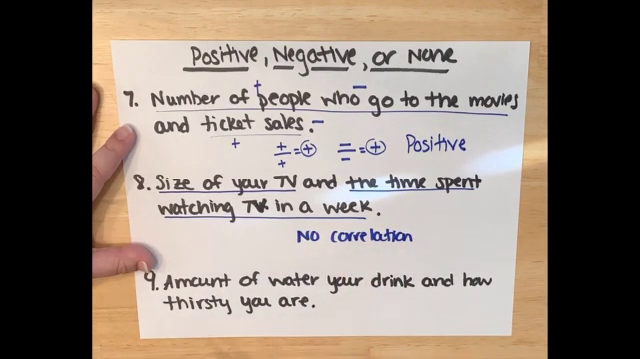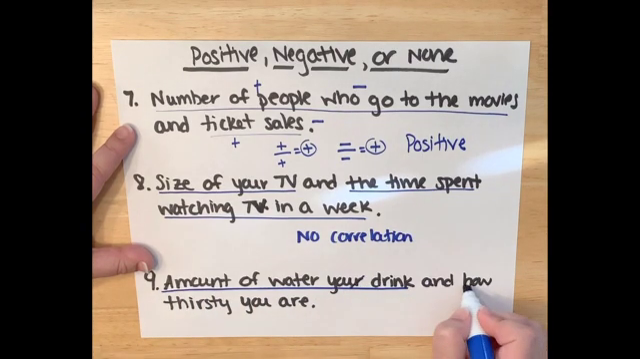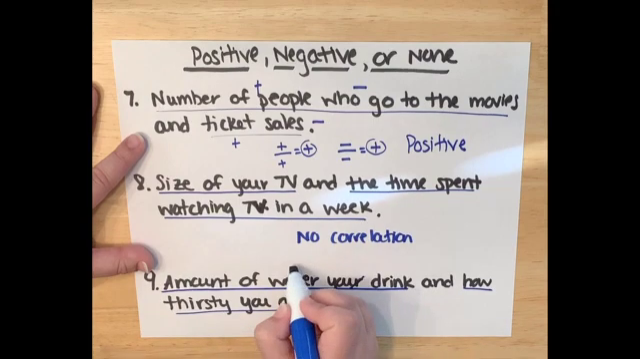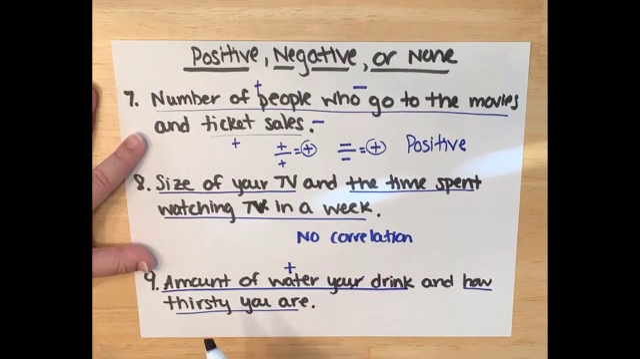And last but not least, the amount of water you drink and how thirsty you are. Well, if my amount of water increases, am I going to be more or less thirsty? I would be less thirsty. So a positive amount of water drank over the decrease in my thirst would have a negative relationship.